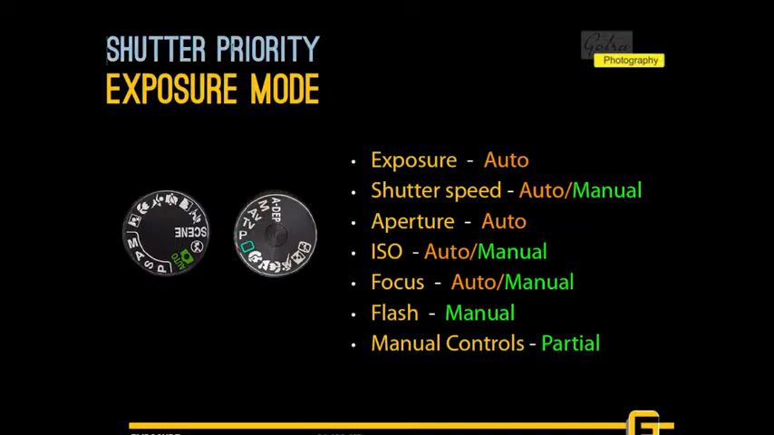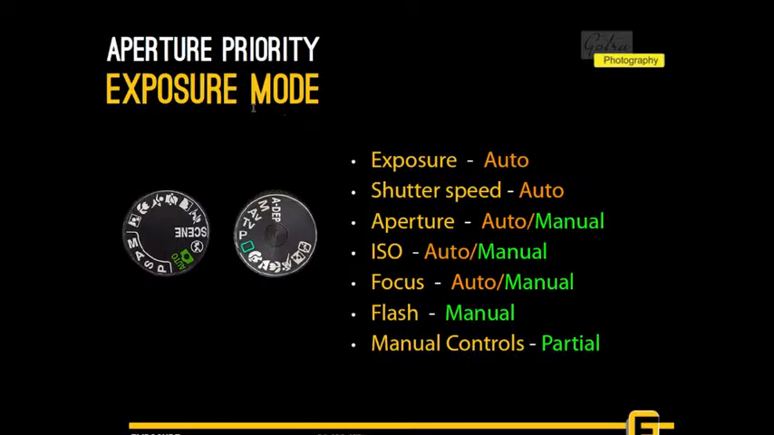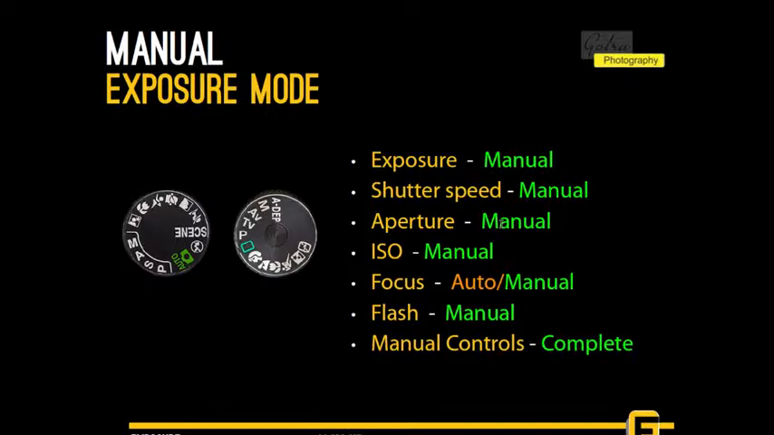If you're using shutter priority, just like I told you before, shutter speed mainly will be auto or manual, and ISO and focus will be auto or manual. Flash will be manual. Manual controls will be partial. Aperture priority will give priority to aperture, and the rest will become automatic. In manual, everything will be manual, only focus will be either automatic or manual. It's a good guide.